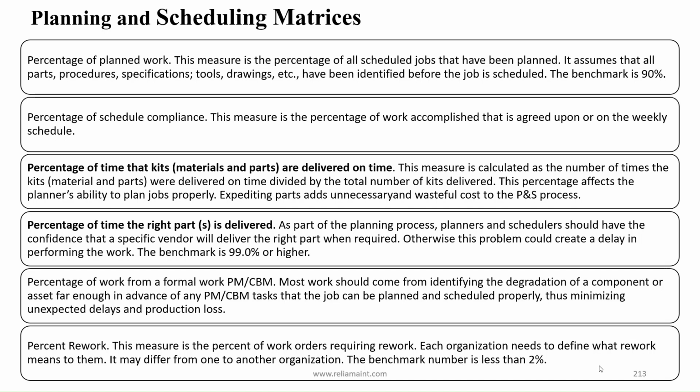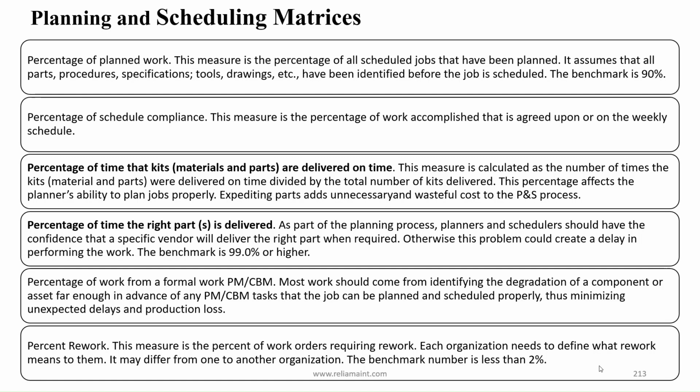Percentage of time that kits, materials, and parts are delivered on time. This measure is calculated as the number of times the kits, materials, and parts were delivered on time divided by the total number of kits delivered. This percentage affects the planner's ability to plan jobs properly. Expediting parts adds unnecessary and wasteful cost to the P&S process.